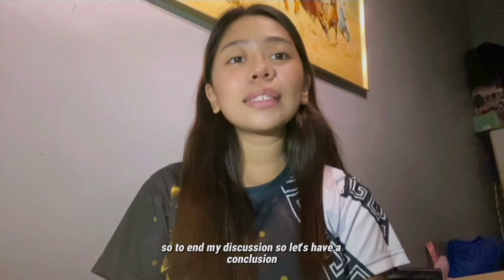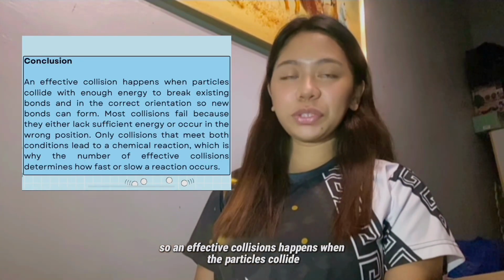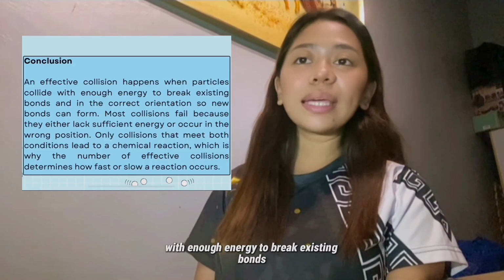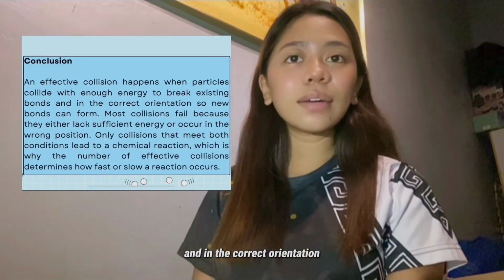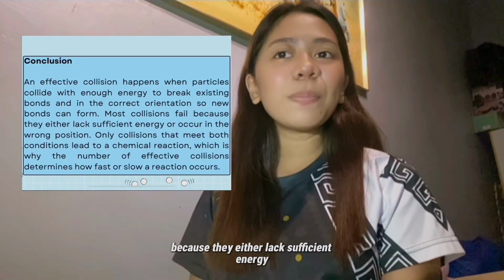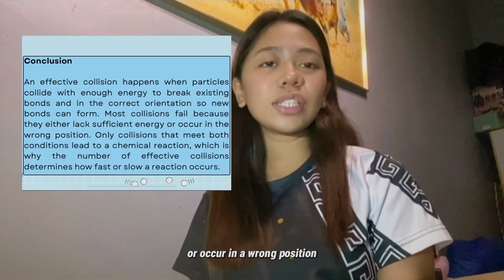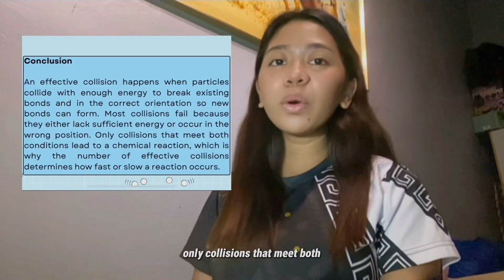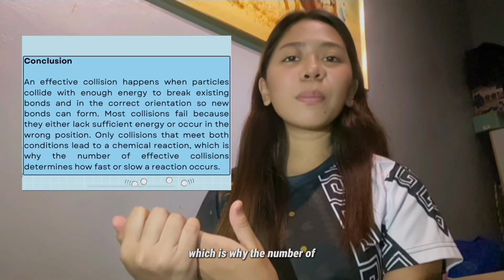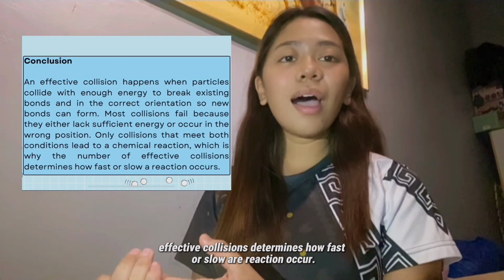So to end my discussion, let's have a conclusion. An effective collision happens when particles collide with enough energy to break existing bonds and in the correct orientation, so new bonds can form. Most collisions fail because they either lack sufficient energy or occur in the wrong orientation. Only collisions that meet both conditions lead to chemical reactions, which is why the number of effective collisions determines how fast or slow reactions occur.